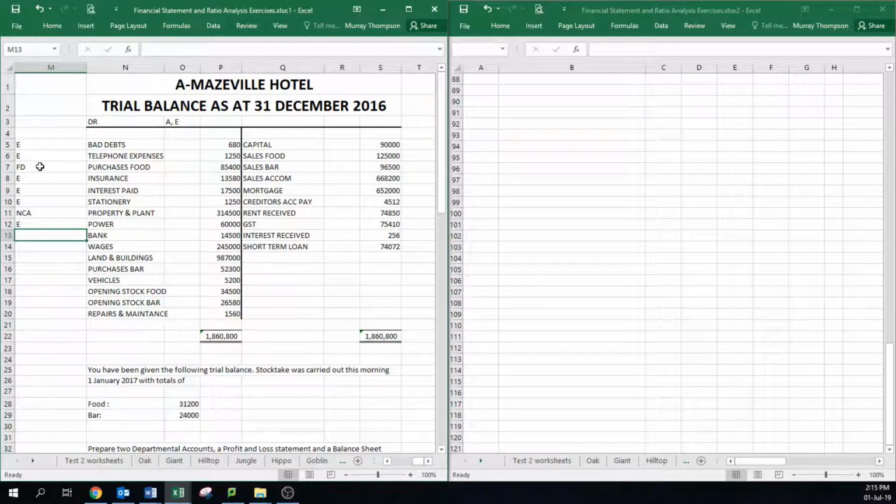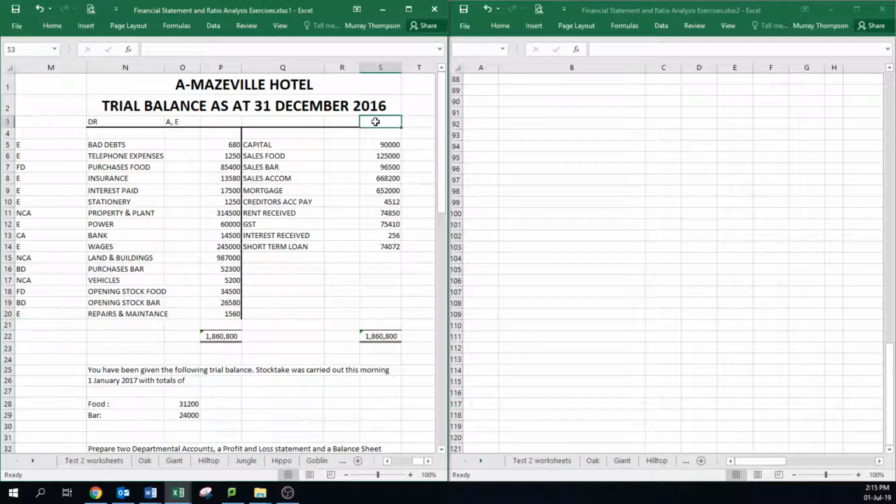Bank account, that is a current asset. Wages, that's an expense. Land and buildings, non-current asset. Purchases bar is bar department. Vehicles, that's a non-current asset. Then we have opening stock food, so that is food department. Opening stock bar department. Repairs and maintenance, that's an expense. So there we've all analysed the debit side.